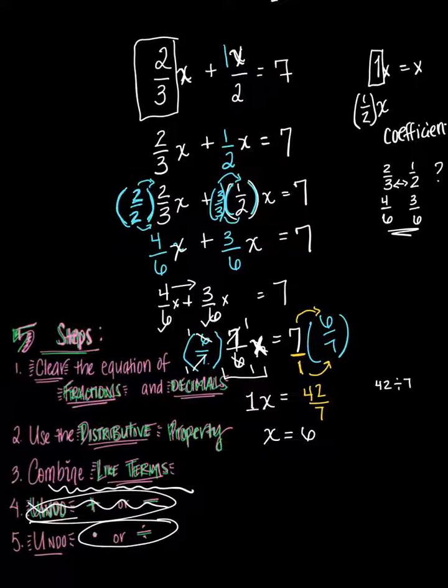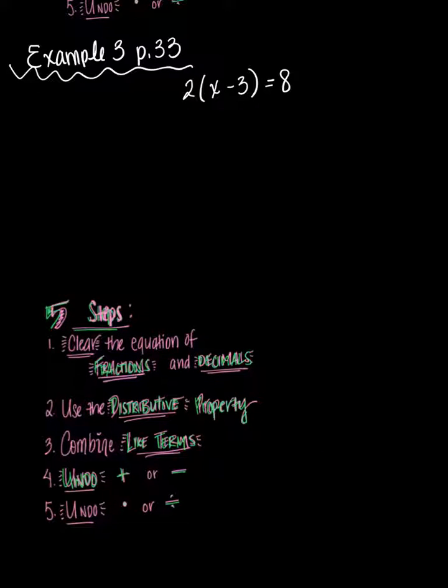Let's look at one with a distributive property. All right, if I'm looking at this example, it's example 3 on page 33 in my note-taking guide. I have this situation where now I do actually have the distributive property to work with. I'm going to go through my 5 steps down here again. The first thing I want to do is look for fractions and decimals. I'm good there. Next thing is I've got to use the distributive property. I cannot add my 3 until I distribute my 2 through this.